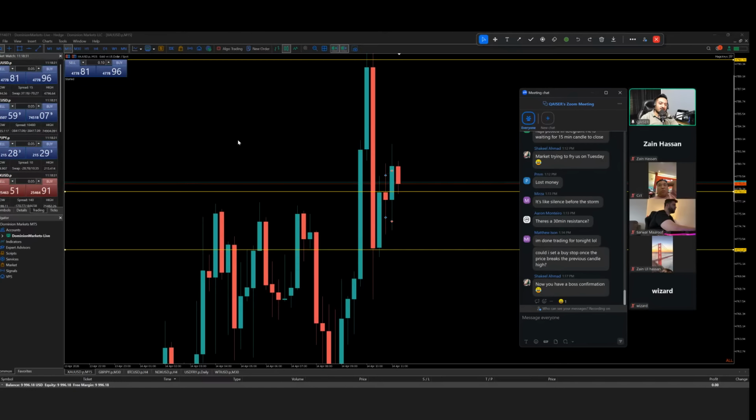Could I set a buy stop once the price breaks the previous candle high? You know what? A buy stop could easily give you slippage there. So don't play with that. When I say don't play with that, I mean it. Oh man, wow, what a beauty. We just managed the risk here.